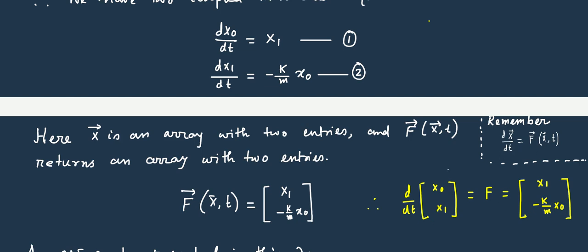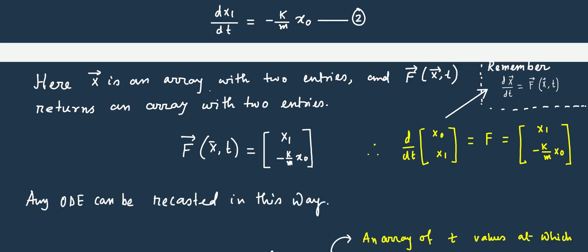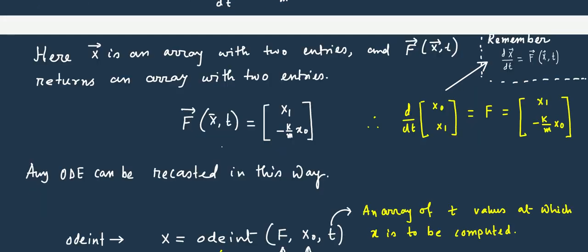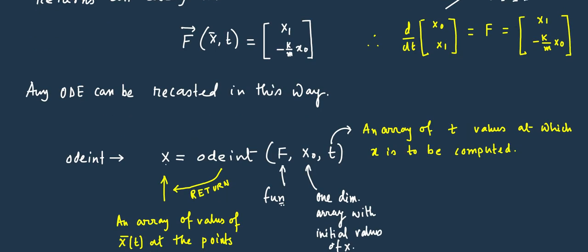You remember that I said ODEINT always uses this form. I have converted our equation into this form. Therefore an ODE can be recast in this way. The ODEINT call is, say, x equals odeint of f, x0 and t. Only a minimum of 3 inputs are required for solving an ODE using ODEINT.